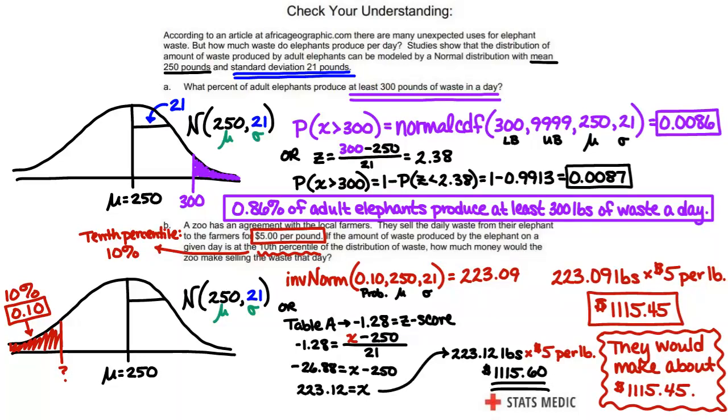So part A, your picture should look like this. These are the pieces of information that you need on your picture. You need to have your mean right in the center. You need to show your standard deviation. You need to have n with parentheses, mean and standard deviation. Make sure those are labeled. I need to see the value, that 300, and then because it's at least, I'm going 300 and to the right.